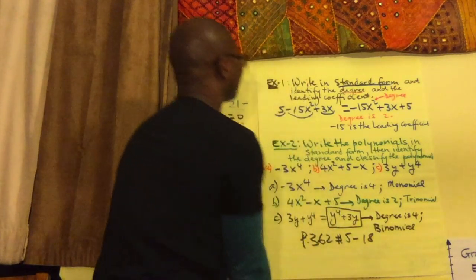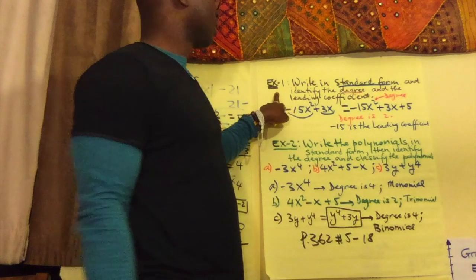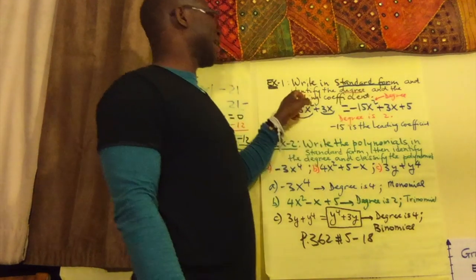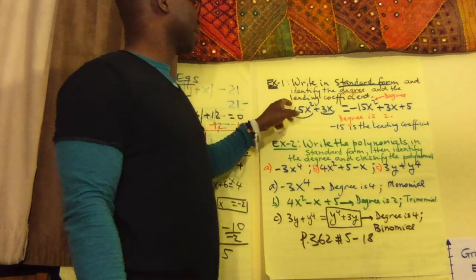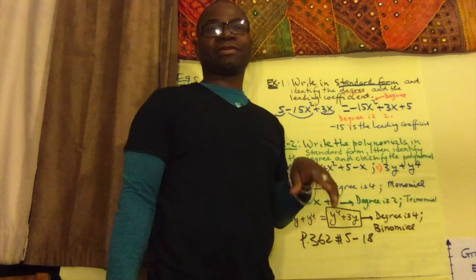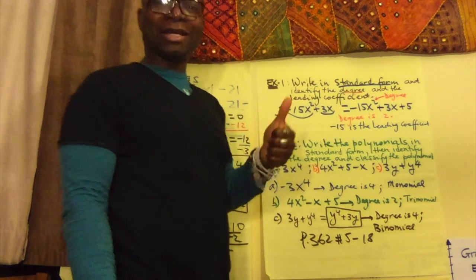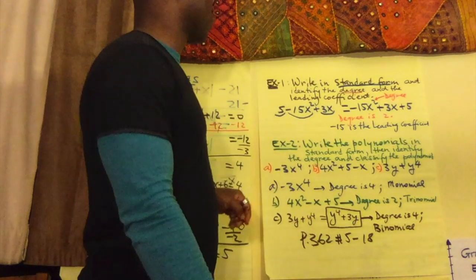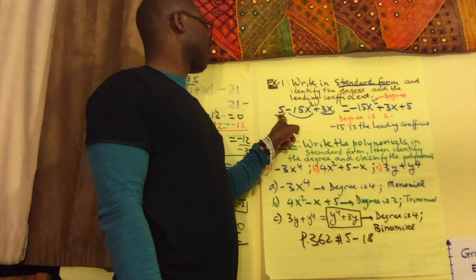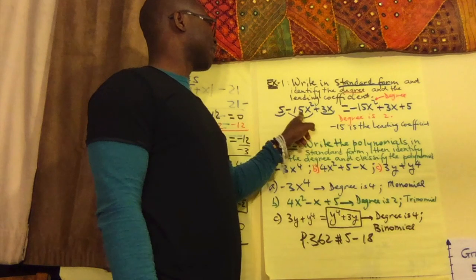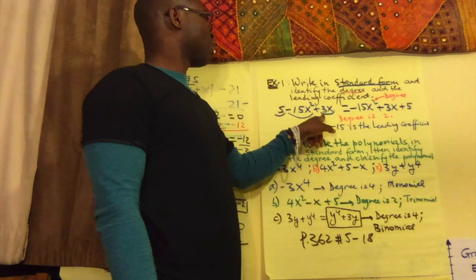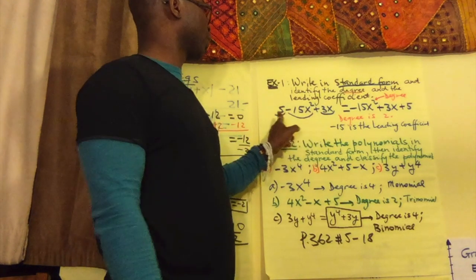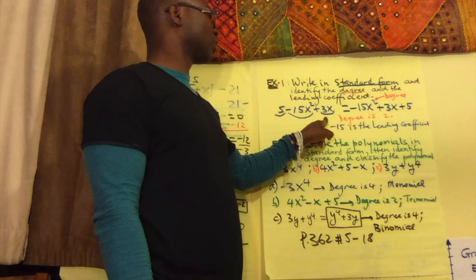Examples. The first one. Write in standard form and identify the degree and the leading coefficient. Okay? They want us to write in standard form, then identify the degree and the leading coefficient. So here's the example: 5 minus 15x squared plus 3x. Okay? So we have 3 terms. 1, 2, 3. 3 terms.